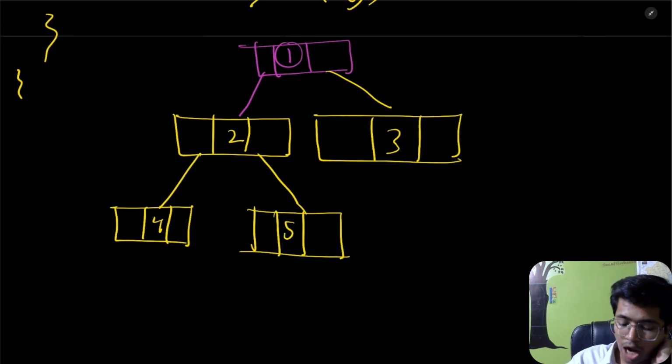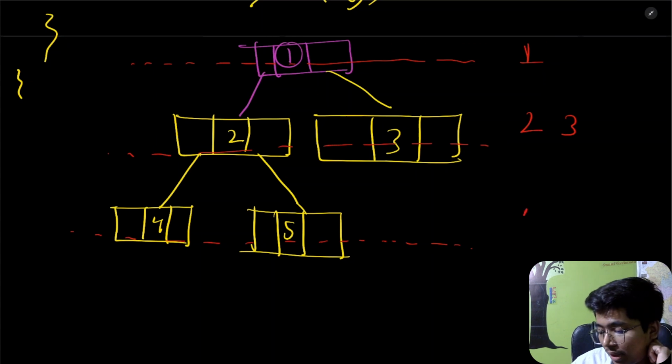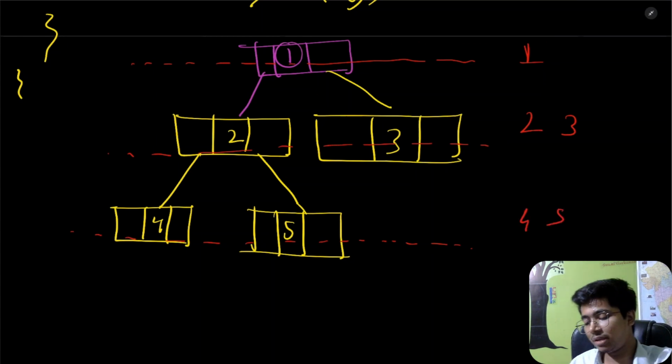Our core goal here is to traverse by level. First we'll be traversing level 0 and putting 1. Second we'll be traversing level 2 and 3, and third we'll be traversing the last level, 4 and 5.